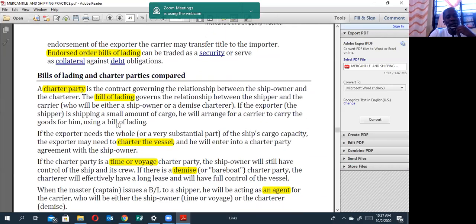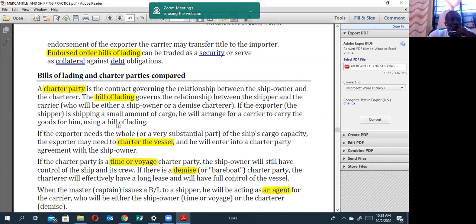Now, BL and charter parties, when compared, we know that a bill of lading is a document that acts as a receipt of your cargo on board the vessel. And we have another document which is normally called the charter party. Now, a charter party, in layman's language, is a type of document that is given to whoever hires a vessel, or whoever charters a vessel. We don't hire vessels anyway. We charter vessels. We charter aircraft.